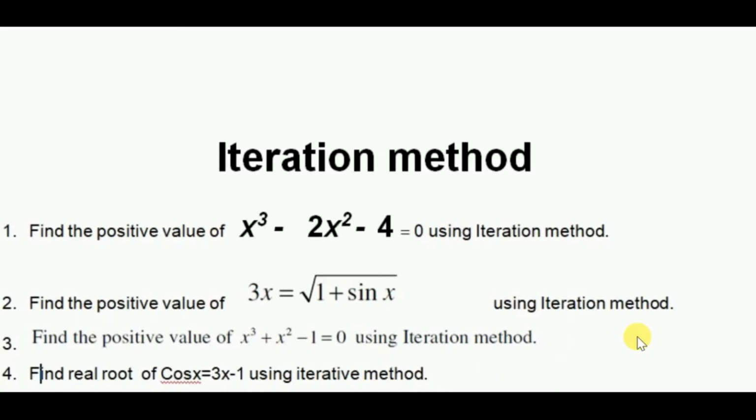These are the four problems in iteration method. First problem, find the positive value of x cube minus 2x square minus 4 equal to 0. Second problem, 3x is equal to square root of 1 plus sin x. Third problem, x cube plus x square minus 1 equal to 0. Fourth problem, cos x is equal to 3x minus 1.